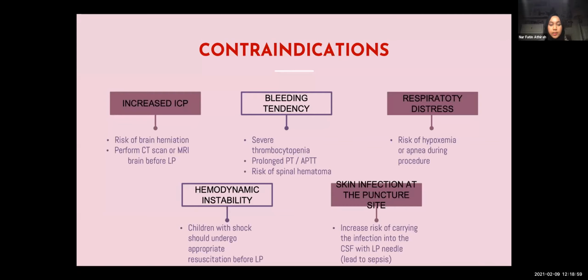So if the child has increased ICP, it can risk brain herniation. Before the procedure, we need to check the signs and symptoms of increased ICP, and also do a CT scan or MRI of the brain before lumbar puncture, as well as in children who have a bleeding tendency, for example severe thrombocytopenia or prolonged PT or APTT, which can risk spinal hematoma.